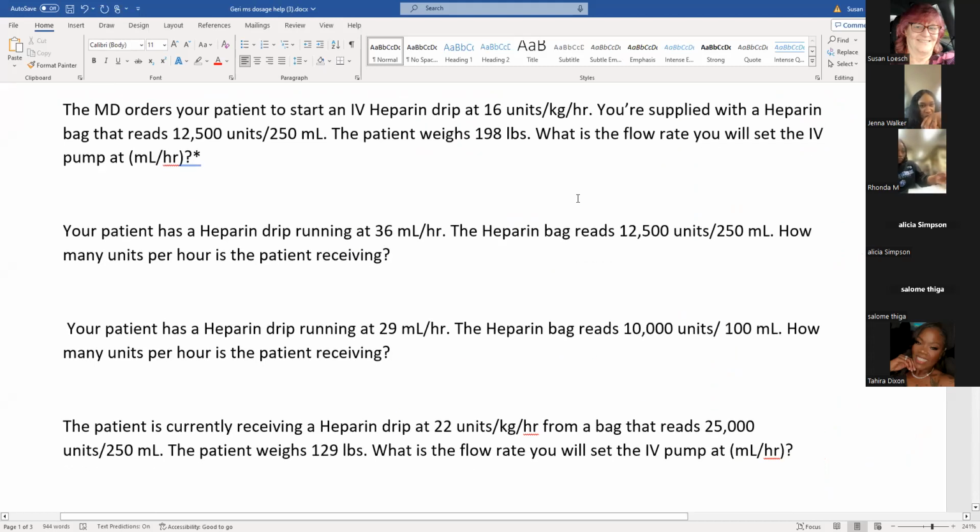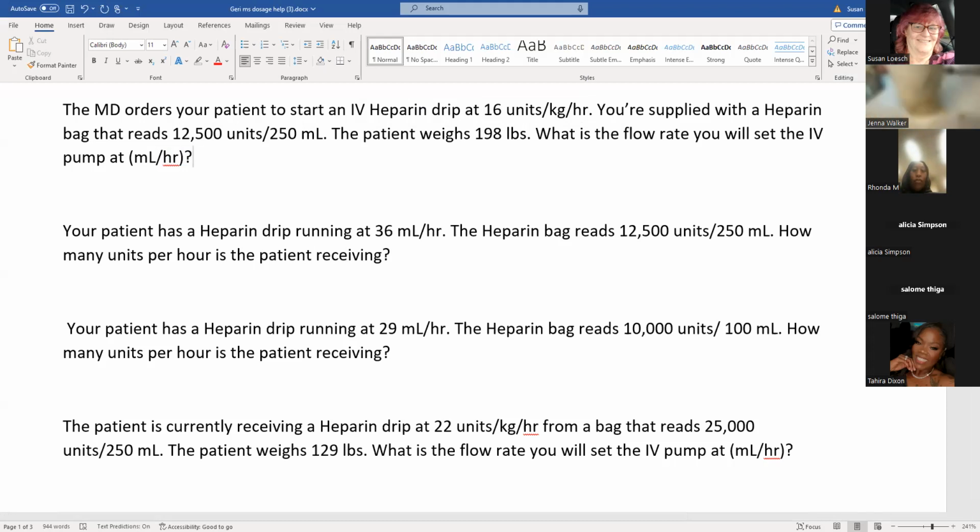Okay, next one's the same way. It's asking you what flow rate you will set the pump to. You notice that here it's got your given. So this is what you have on hand. You have your patient's weight and you have a desired order and it's units per kilogram per hour. So no conversion necessary here because you have units here and units here. You have hour here and you're going to end up in mLs per hour. And these are the things that you need to look at. That's what tells you whether or not you need to convert.